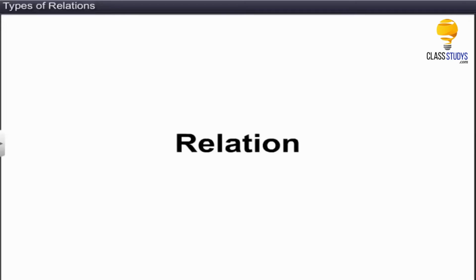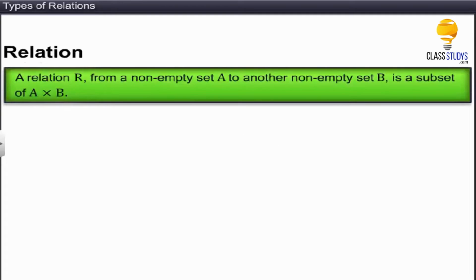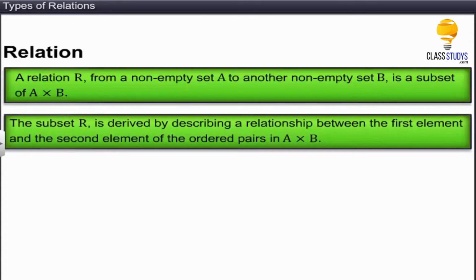Let's take a quick look at relations that you learnt in your previous class. A relation R from a non-empty set A to another non-empty set B is a subset of the Cartesian product of A and B. The subset R is derived by describing a relationship between the first element and the second element of the ordered pairs in A cross B.